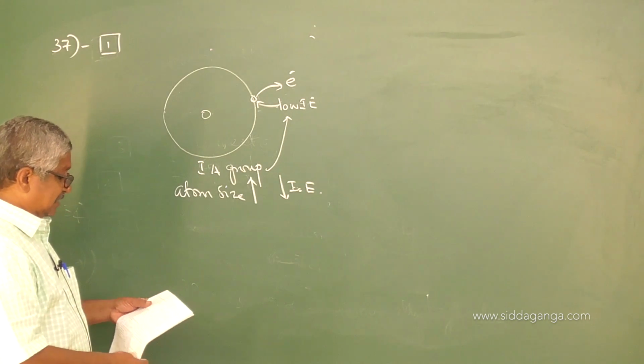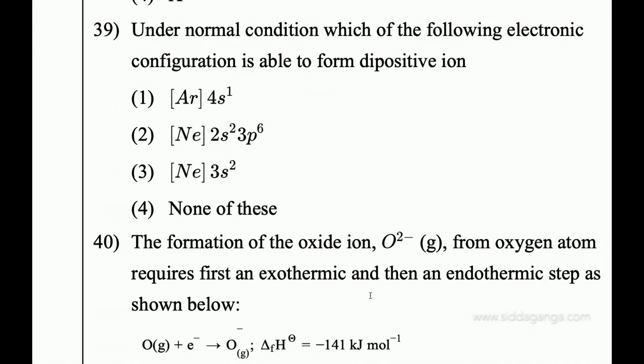Next it is 39. Under normal conditions, which of the following electronic configuration is able to form a dipositive ion?